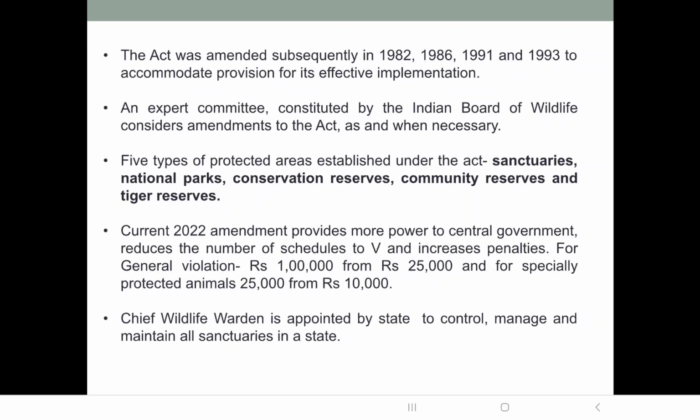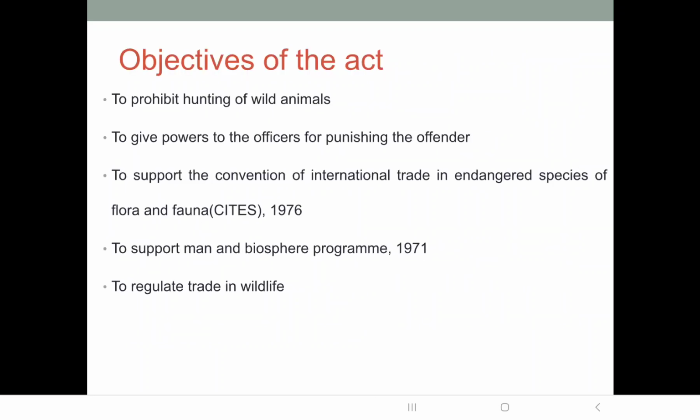And also the person who is appointed by the state to control, manage and maintain all the sanctuaries is the chief wildlife warden. Then we have discussed the objectives of the act, that it prohibits the hunting of wild animals.